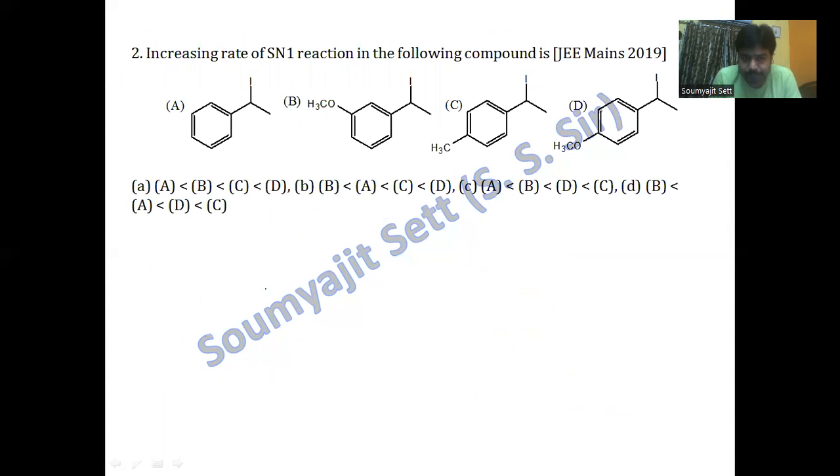Okay, next, move to the next one. Increasing rate of SN1 reaction in the following compounds. All the atoms here are I, and we have been provided these 4 molecules. We have to compare their rate. Now see, at first, let's see the carbocation which will be formed from these molecules. See, the general structure is this one.